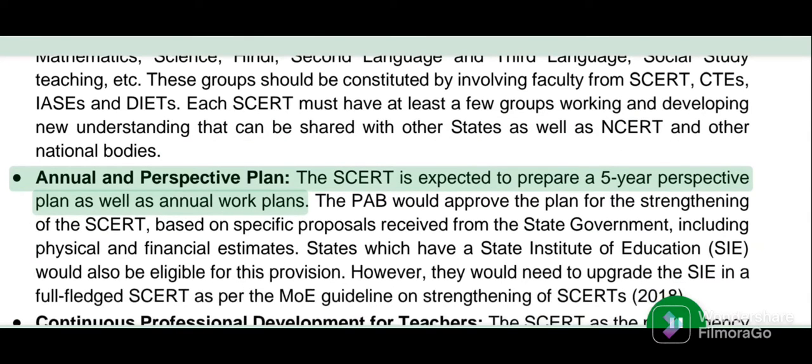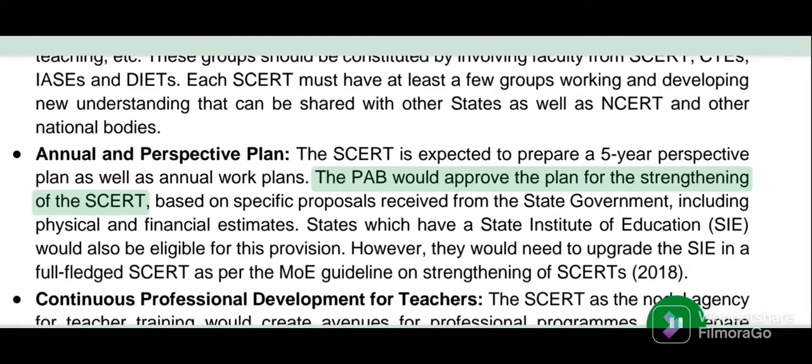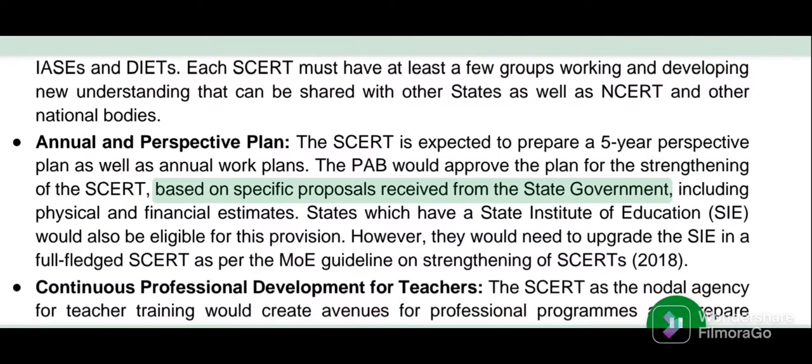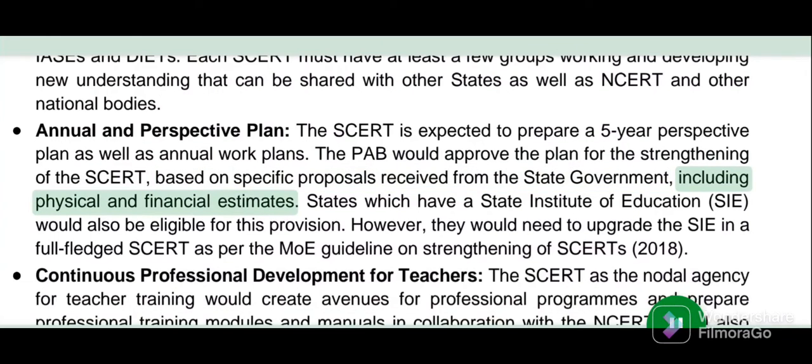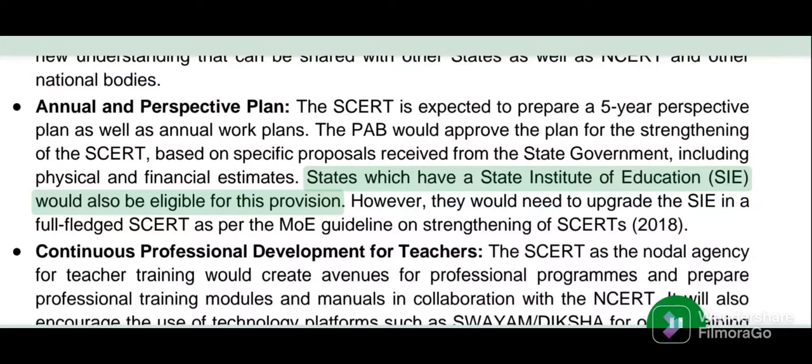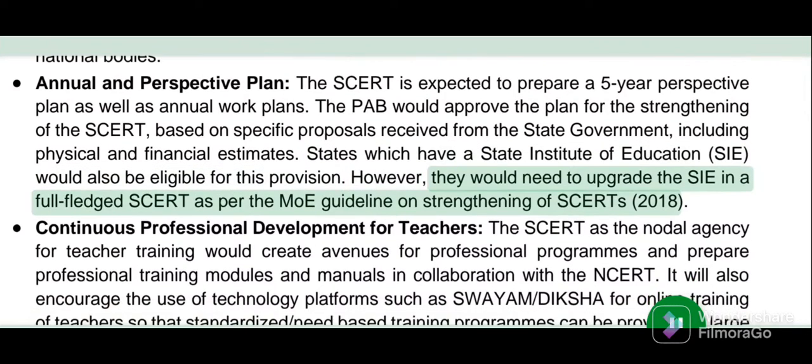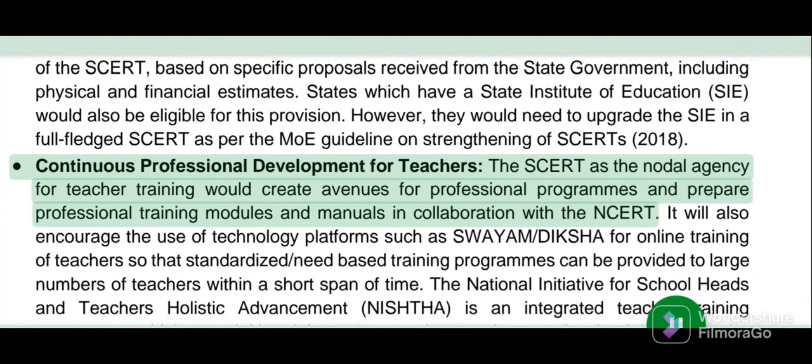Annual and Perspective Plan. The SCERT is expected to prepare a 5-year perspective plan as well as annual work plans. The PAB would approve the plan for the strengthening of the SCERT, based on specific proposals received from the state government, including physical and financial estimates. States which have a State Institute of Education (SIE) would also be eligible for this provision. However, they would need to upgrade the SIE into a full-fledged SCERT as per the MoE Guideline on Strengthening of SCERTs 2018.